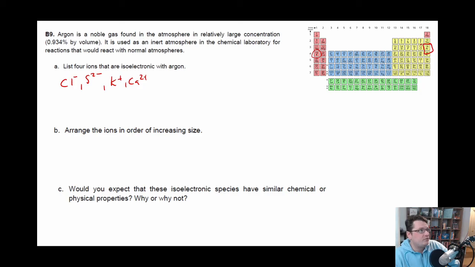And so looking at that, what we would expect is the sulfur 2 minus to have the largest radius in this instance. So sulfur 2 minus would have the largest radius. We would expect chlorine to then be the next one, because now that has a 1 minus charge. So we would expect that to increase as well a little bit in that case.